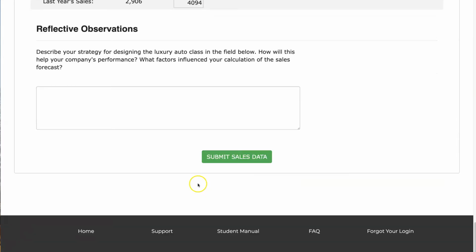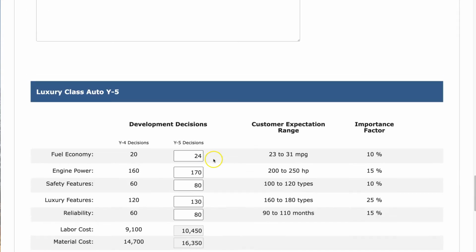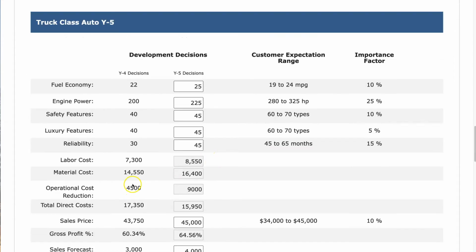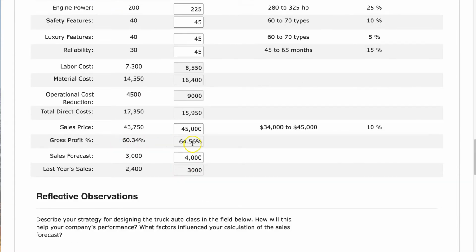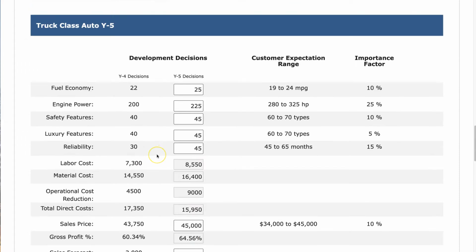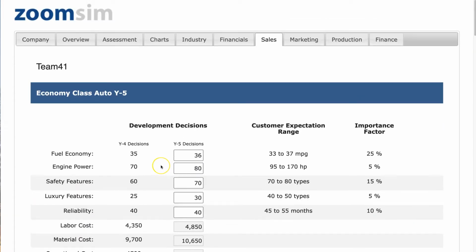So I just wanted to show you quickly how making these operational investments really does help push up my gross profits. And so if you're low in gross profits, you have to make those operational investments to get ahead in the simulation. Okay. So that's my review of the last couple of rounds.